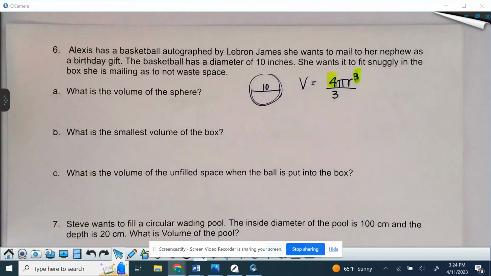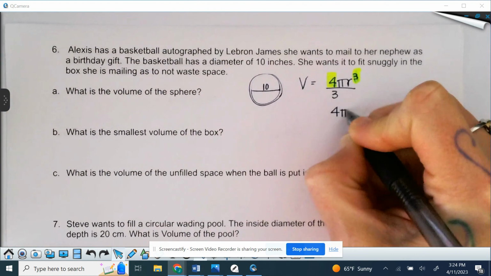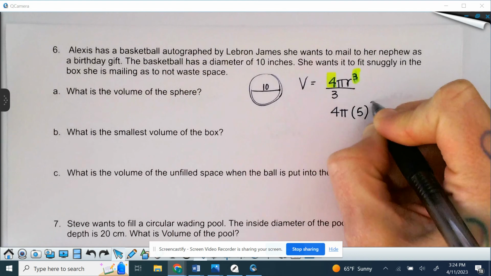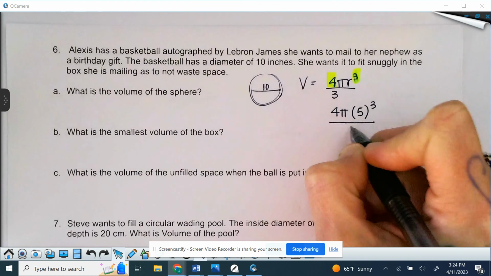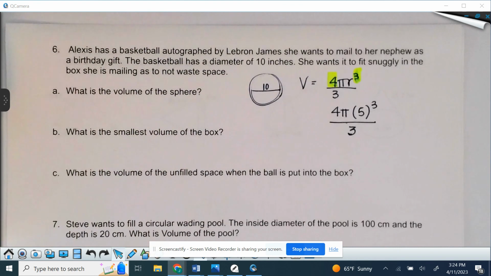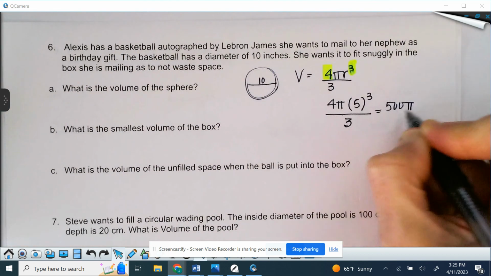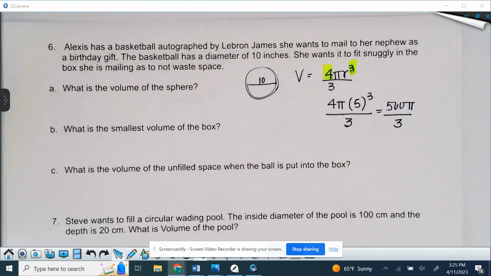And again, we are still using the radius. So we're going to use half of that 10. So 4 pi times 5 cubed divided by 3. 5 cubed is 125. Multiply it by 4. Again, maybe oversharing. 500 pi over 3. We divide 500 by 3.